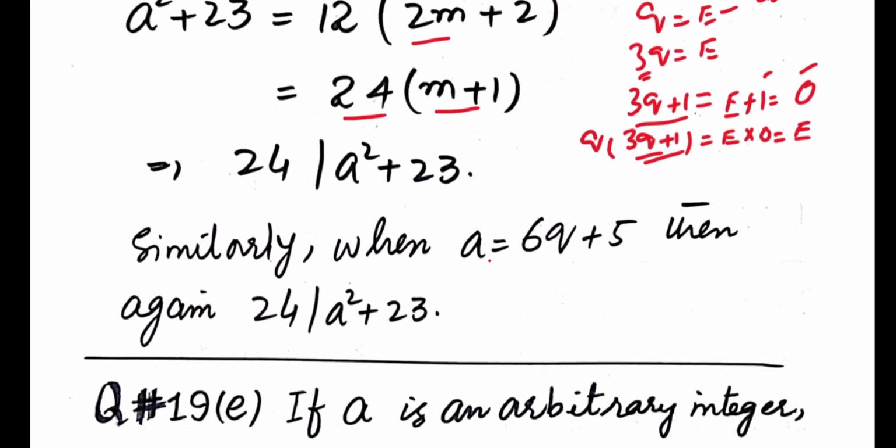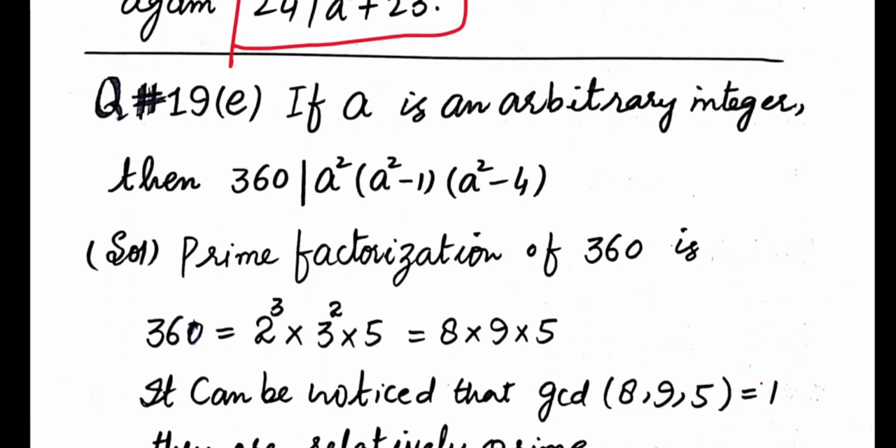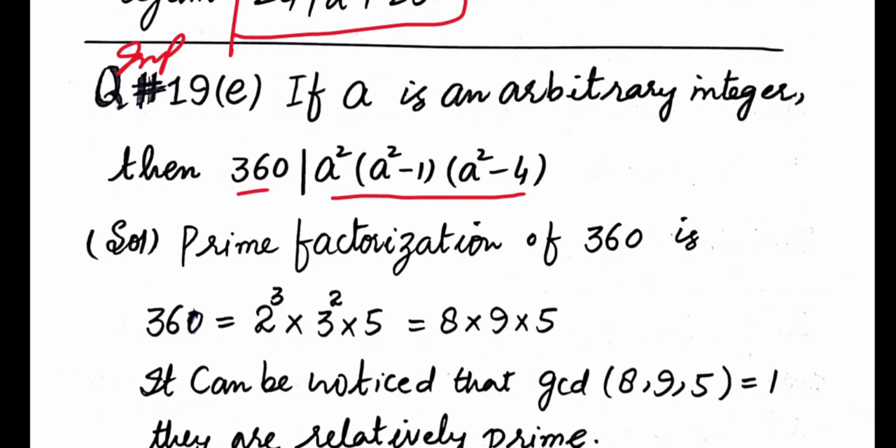Similarly, when a is equal to 6q plus 5, then again you can verify that this number is divisible by 24. Last part, part E. This is also important. If a is an arbitrary integer, then you have to show 360 divides the product, and this product is a product of 6 consecutive integers.